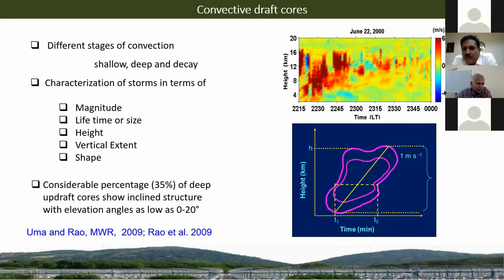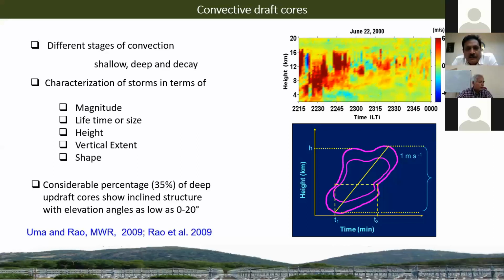One of the biggest contributions these radars have made in meteorology is that they directly measure the vertical wind inside the cloud. So you can see in different types of convection, whether shallow convection, deep convection or decaying convection, how the vertical wind is changing within the convective cloud, because this is probably the only instrument which gives that information very accurately.